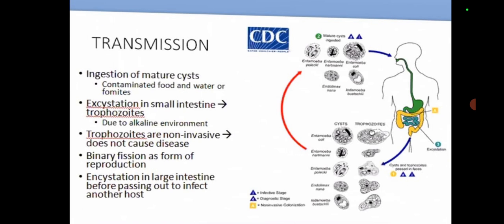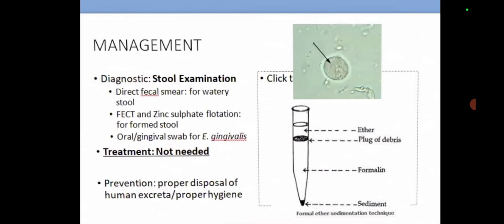Transmission is by ingestion of the mature cyst through contaminated food and water or fomites. Excystation occurs in the small intestine due to the alkaline environment. Trophozoites are non-invasive and do not cause disease. Binary fission is possible as a form of reproduction. Encystation occurs in the large intestine before passing out to infect another host.